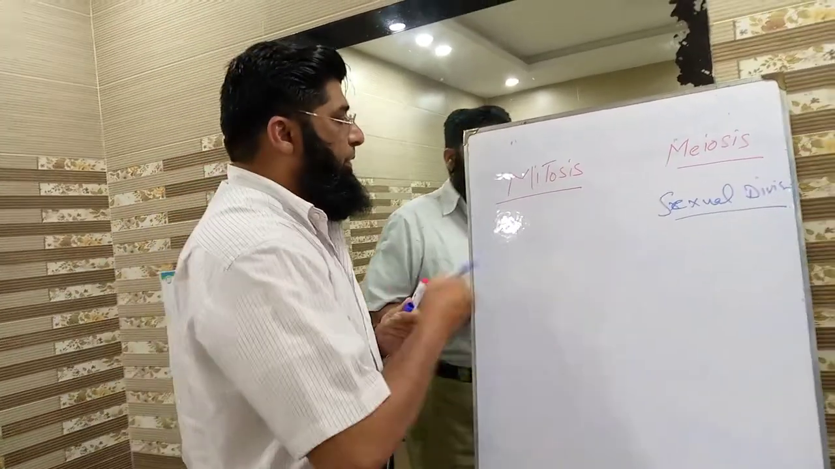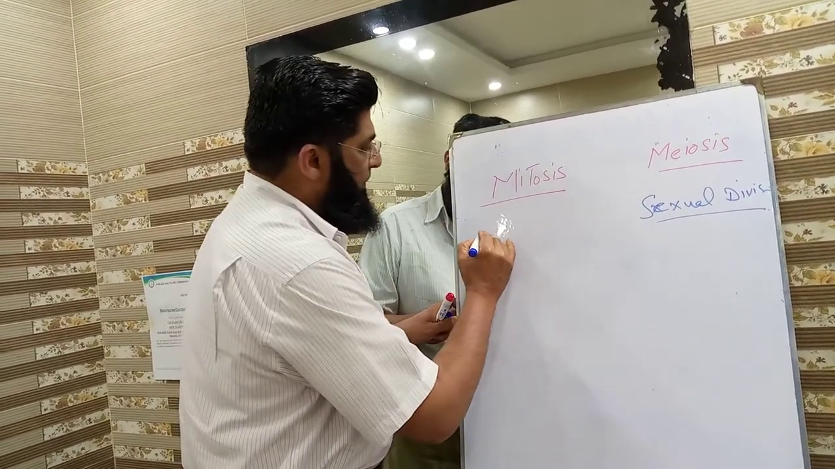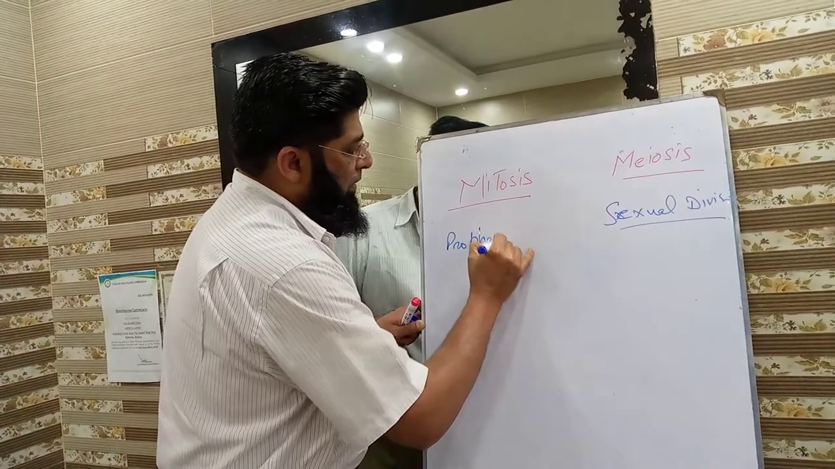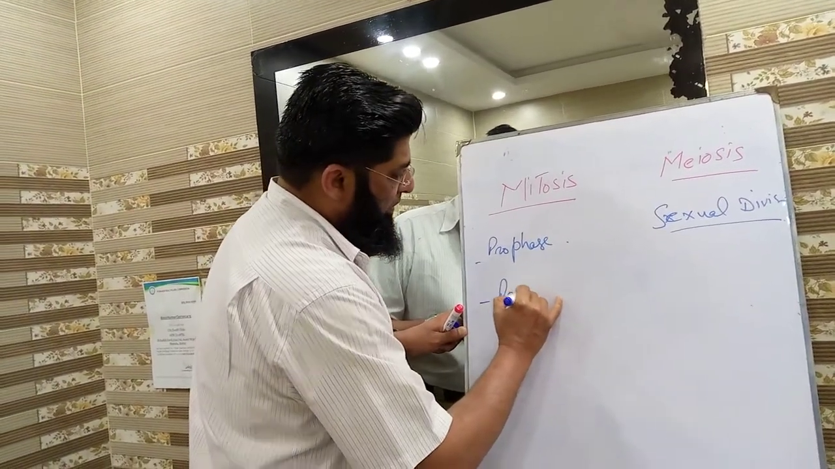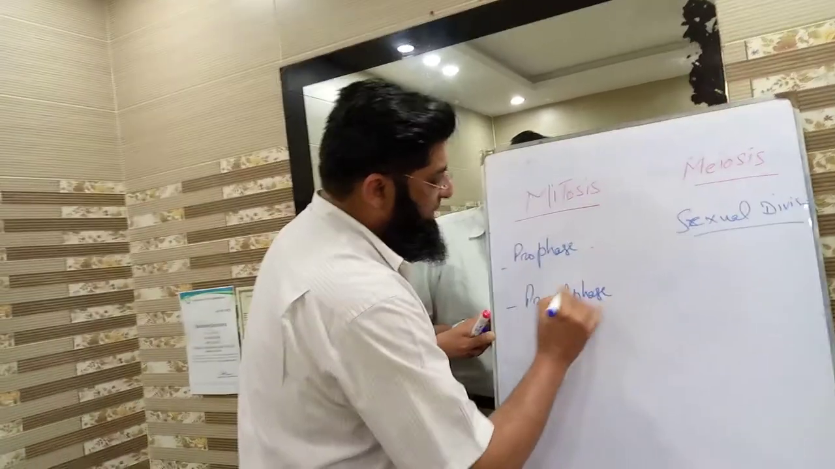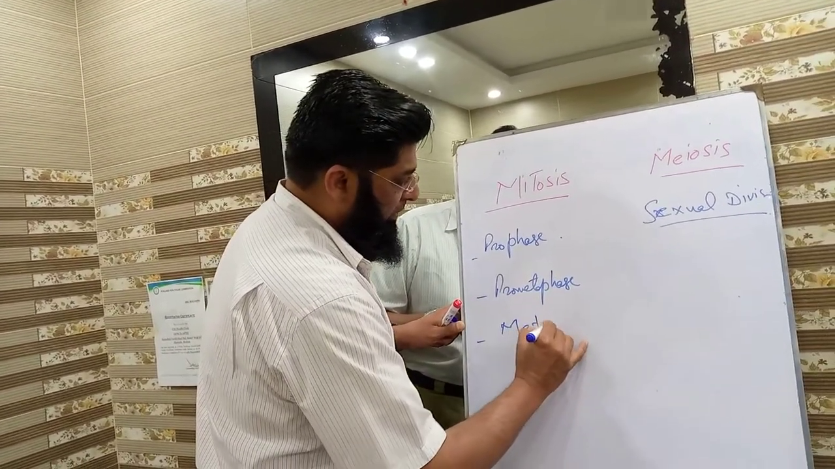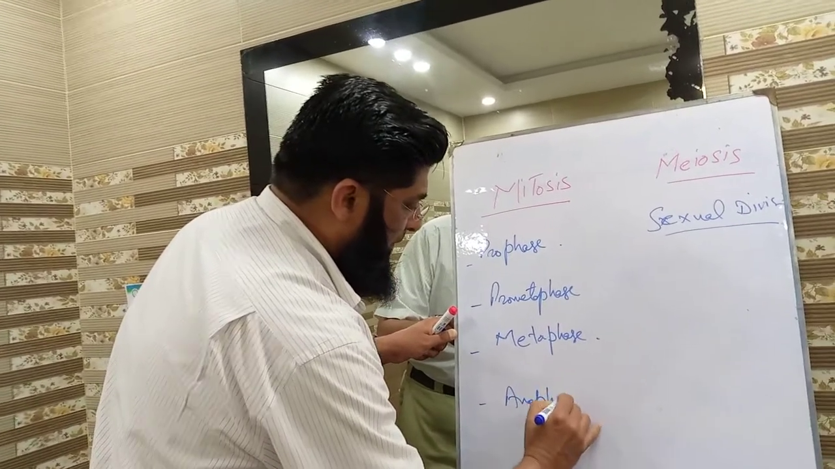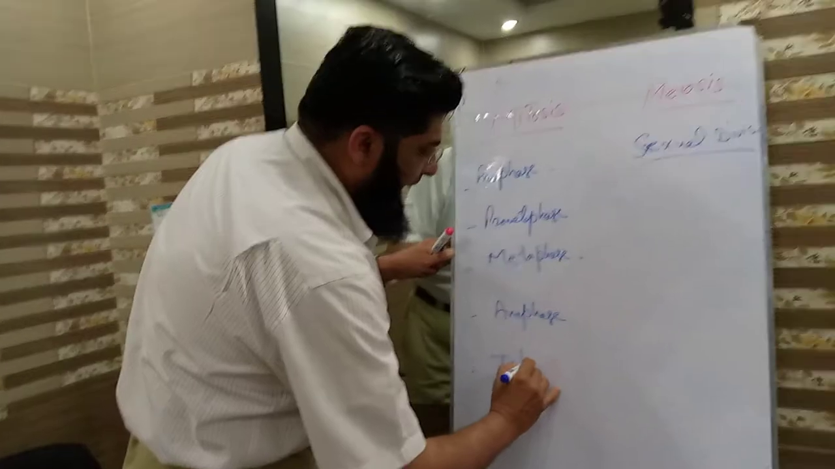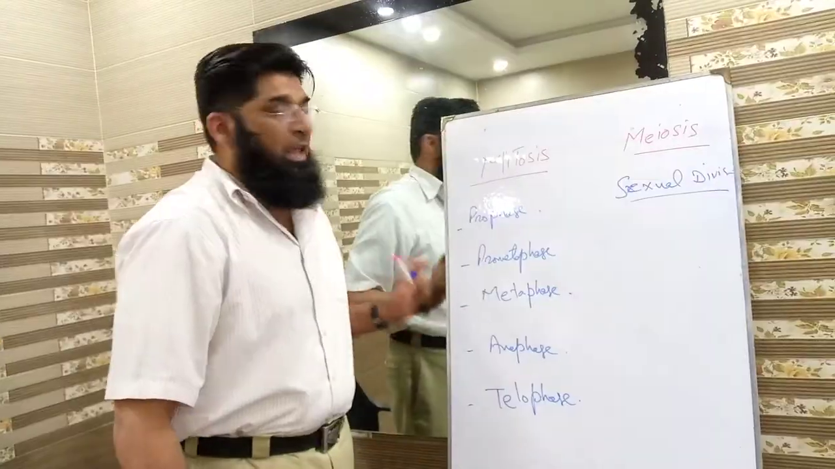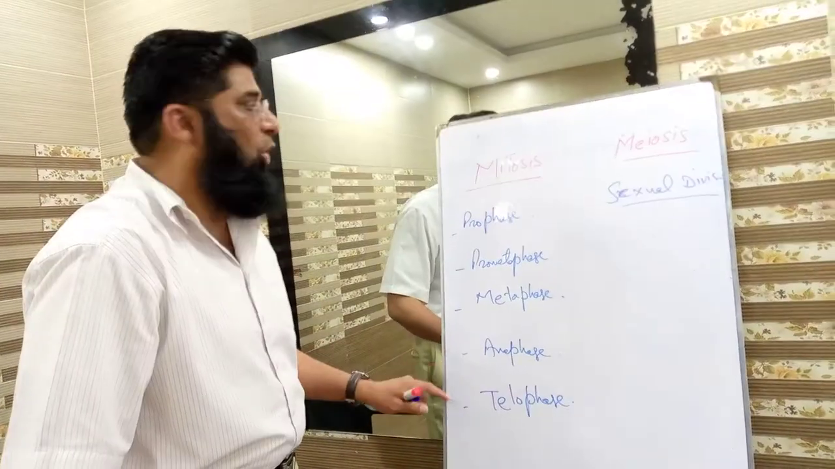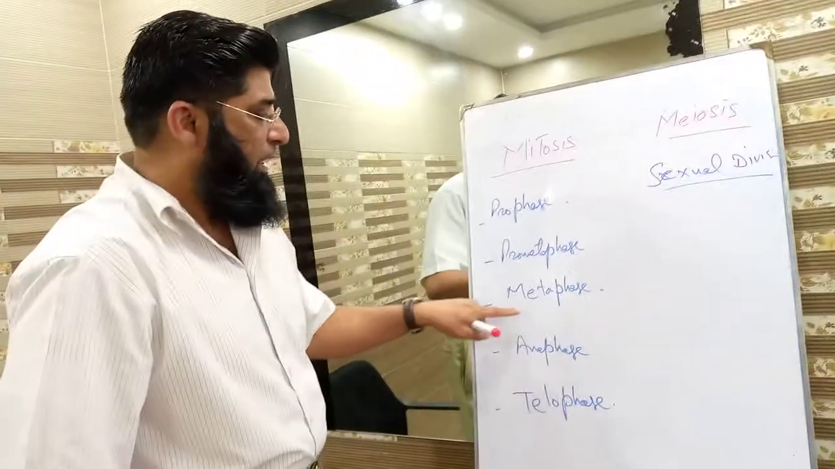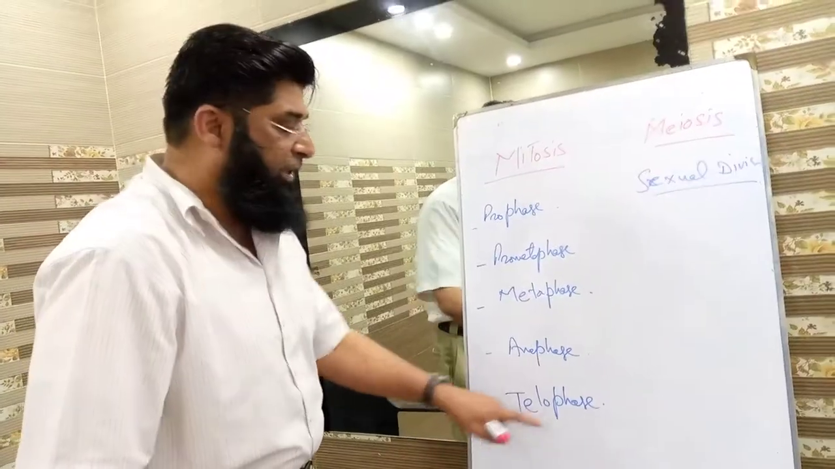Students, I have told you mitosis is composed of different further phases: prophase, prometaphase, metaphase, anaphase and telophase. Okay, these are the different stages of mitotic cell division: prophase, prometaphase, metaphase, anaphase and telophase.